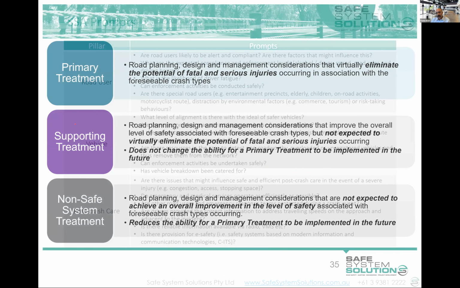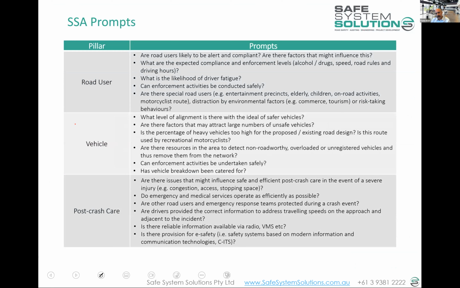Now, there's one more thing in a safe system assessment that can be done. It's done in full safe system assessments, and I'll talk to you about the difference between a full and a rapid in the next session. But it's to sort of dig into the qualitative questions. These are straight out of Austroads as well. And they ask questions about road user, vehicle, post-crash care.